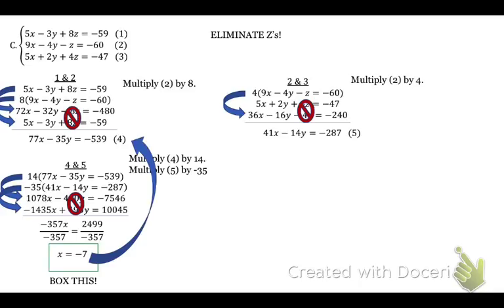Now we're going to plug that back in. So 77 times negative 7 minus 35y equals negative 539. So negative 539 minus 35y equals negative 539. Add that over, you get 0. Divide by negative 35, you still get 0.